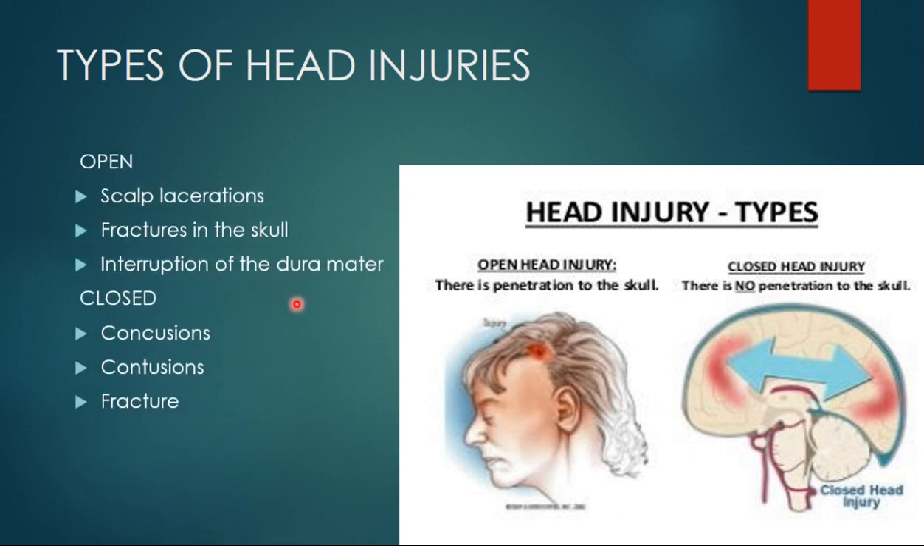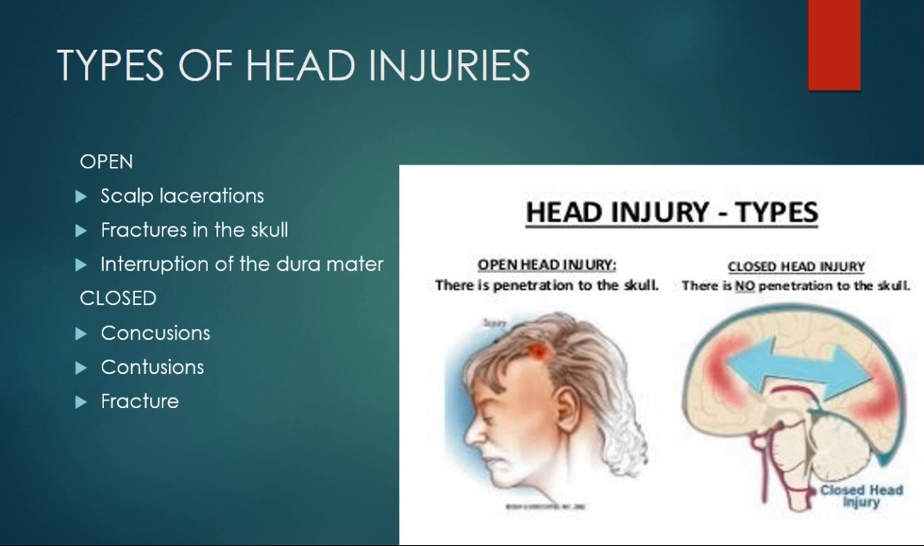An open or penetrating head injury means you were hit with an object that broke the skull and entered the brain. Whereas a closed head injury means you received a hard blow to the head from a striking object, but the object did not break the skull. In the open head injury there may be a scalp laceration, fractures in the skull, interruption of the dura mater, whereas in the closed there may be a concussion, contusions, fractures.